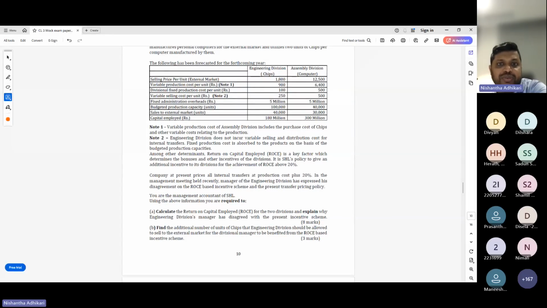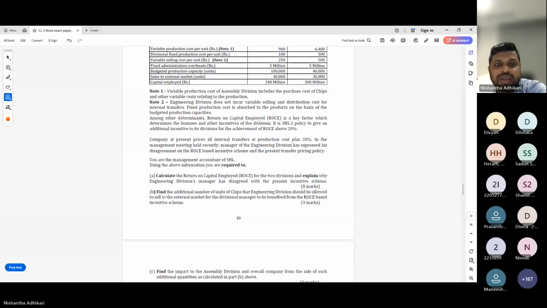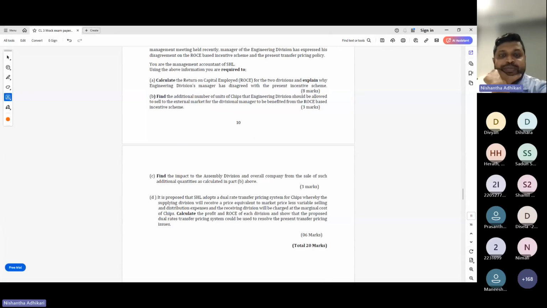You are the management accountant of SHL. Using the above information, you are required to calculate the return on capital employed for the 2 divisions and explain why the engineering division's manager has disagreed with the present incentive scheme, 8 marks. Find the additional number of chips that engineering division should be allowed to sell to the external market for the divisional manager to benefit from the ROC-based incentive scheme. Find the impact on the assembly division and the overall company from the sale of such additional quantities as calculated in part B above.